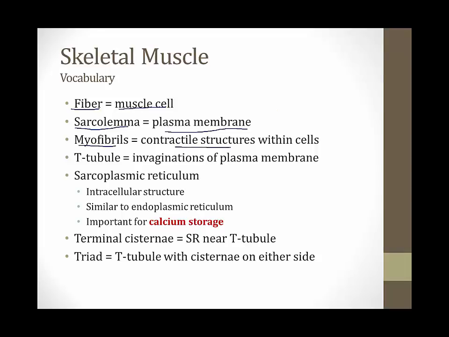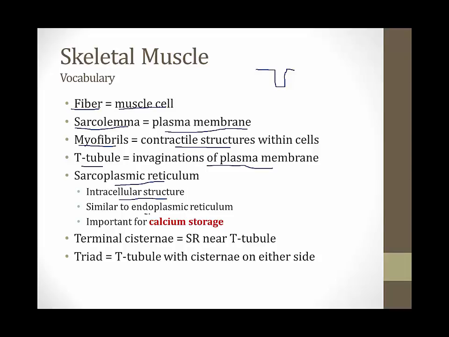Myofibrils are the contractile structures within the muscle cells, and the T-tubule is an invagination of the plasma membrane. Muscle cells have these little invaginations that look like a T, so they're called a T-tubule. The sarcoplasmic reticulum is an intracellular structure found inside of the muscle fibers or muscle cells.